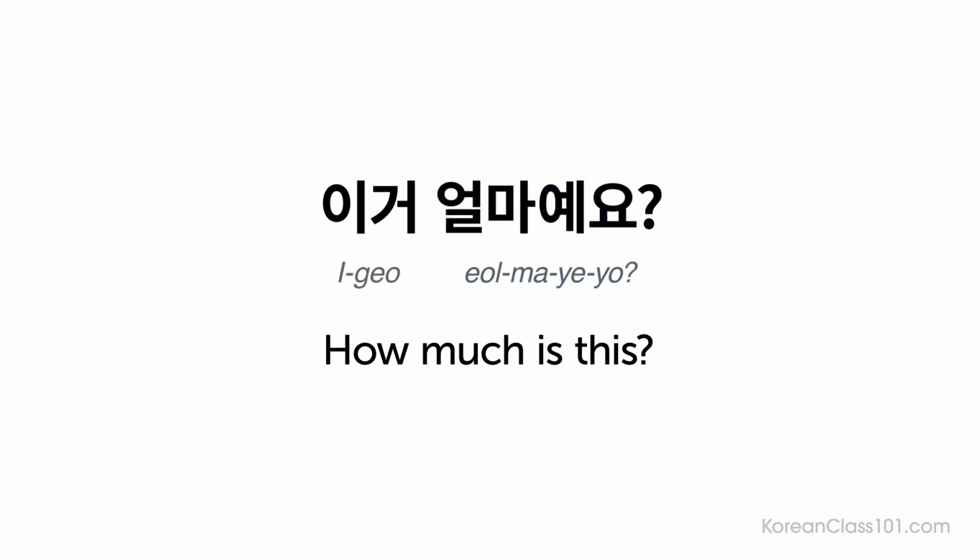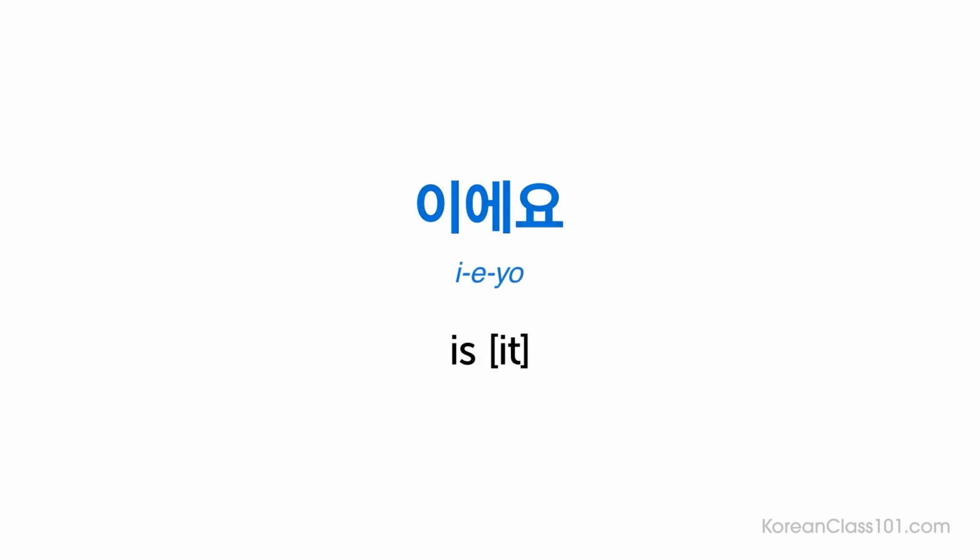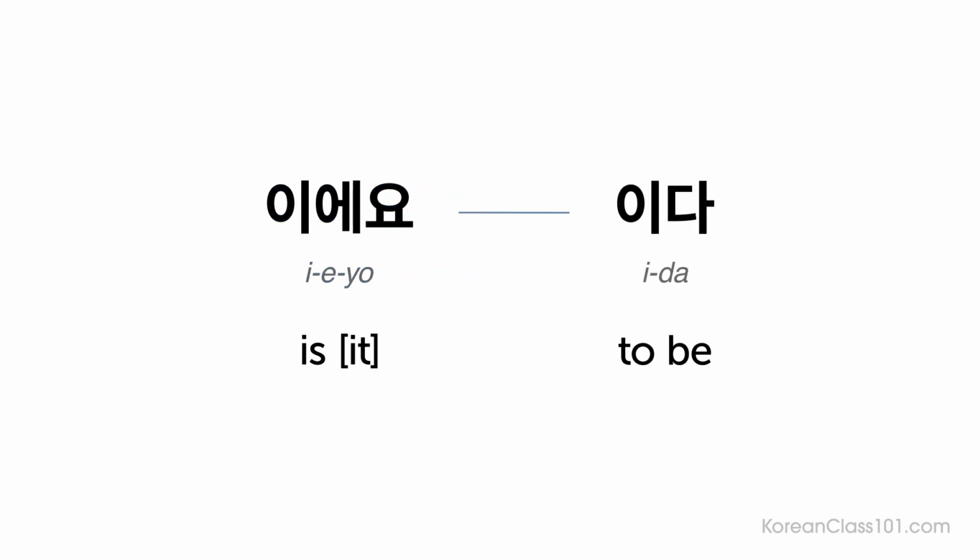얼마예요? The first part is 얼마, meaning what amount or what price in this context. Next is 이에요. Here it's like the "is" in "is it." 이에요 is from the particle 이다, meaning to be.